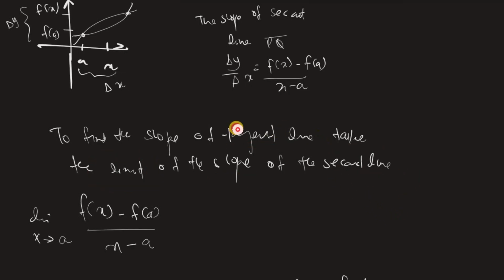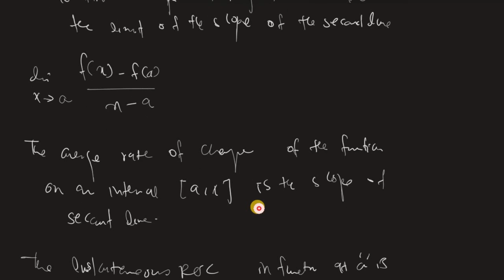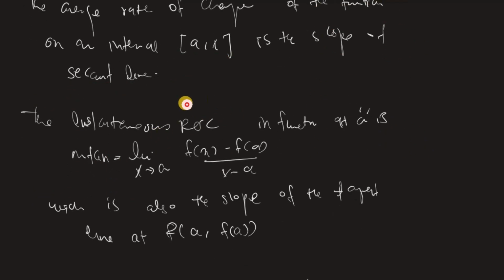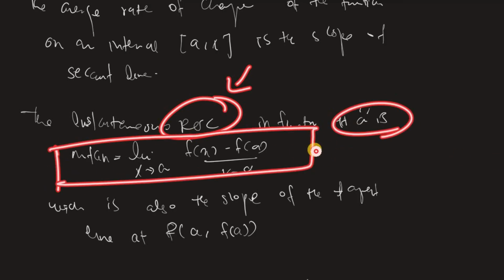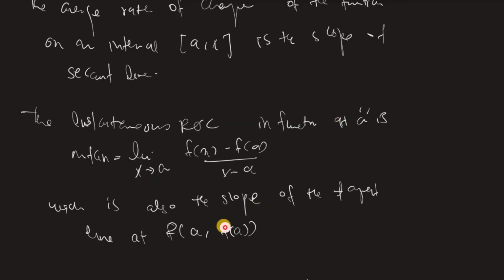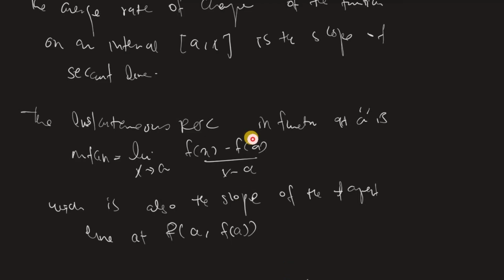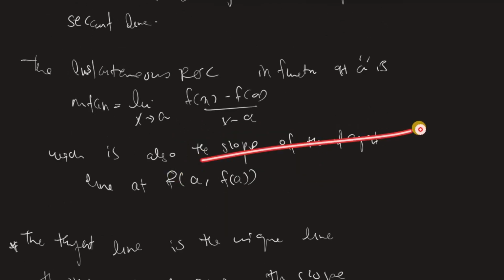So if you want to find the slope of the tangent line, we basically have to find the limit of the slope of the secant line. The average rate of change of the function on the interval a to x is the slope of the secant line. The instantaneous rate of change of the function at a is the limit as x approaches a of that function, which is also the slope of the tangent line. So if you take the limit of the function that gave you the slope of the secant line, you get the slope of the tangent line.